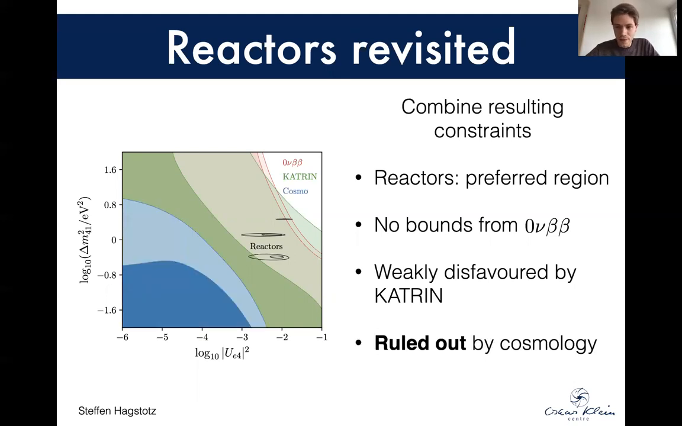Well, it convincingly rules the sterile neutrino at eV scale out. Any neutrino that would be able to explain this reactor anomaly would lead to a fully thermalized fourth state in the early universe, and that would have been seen by now.